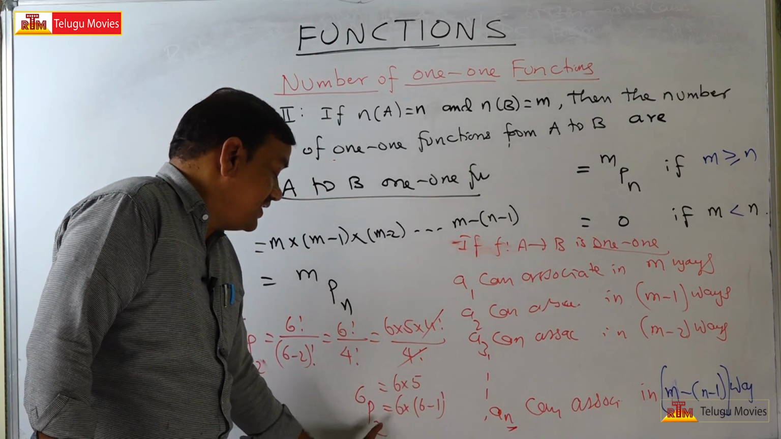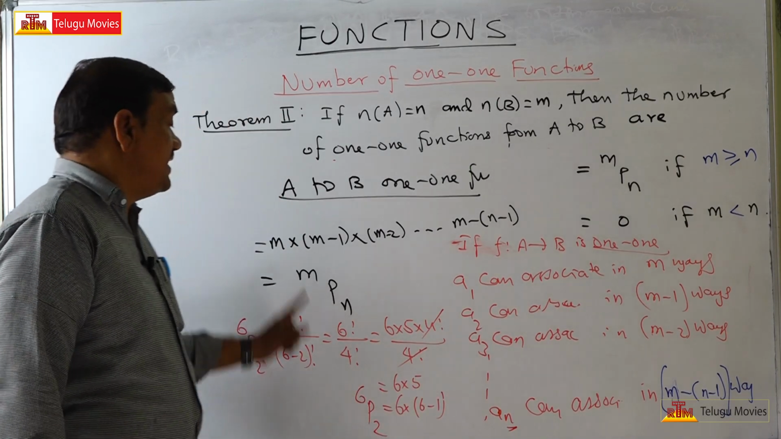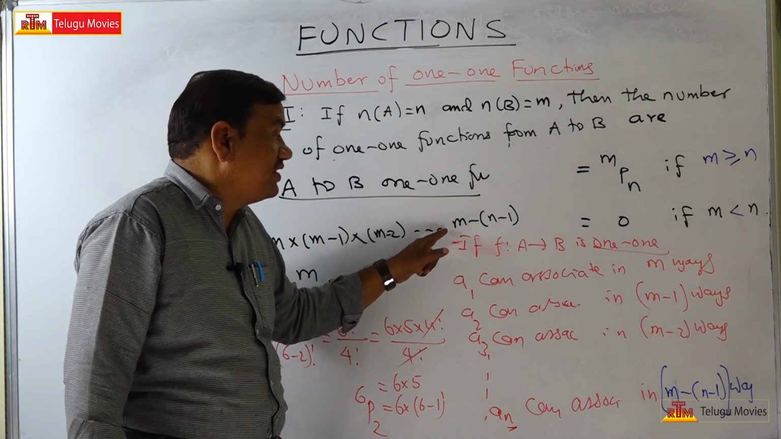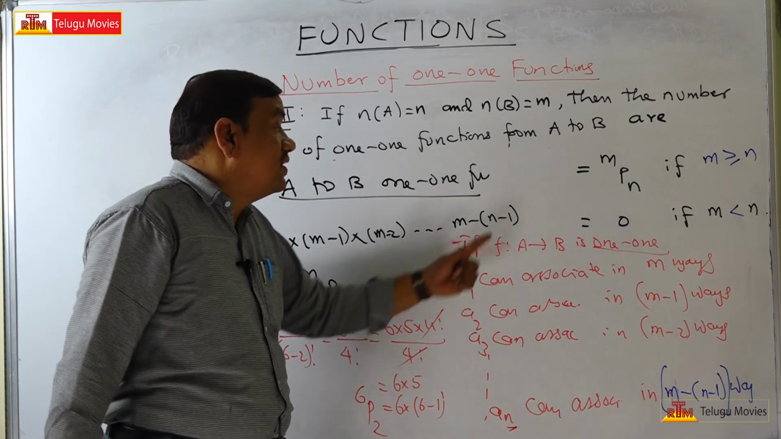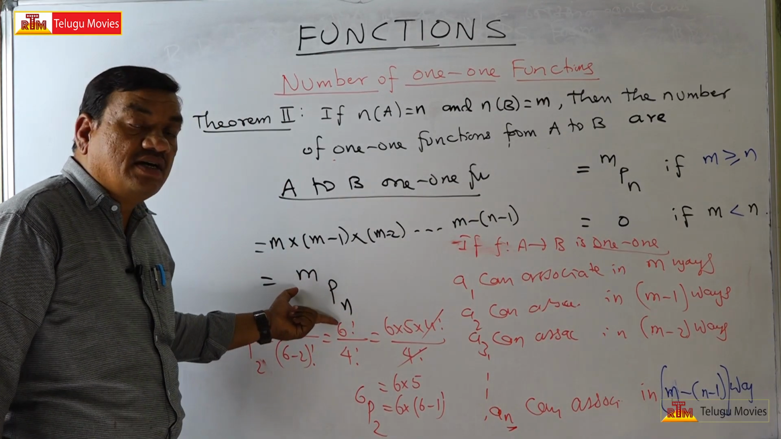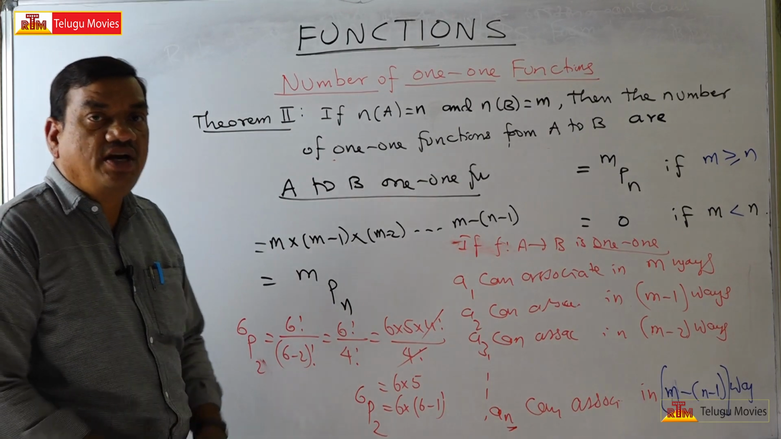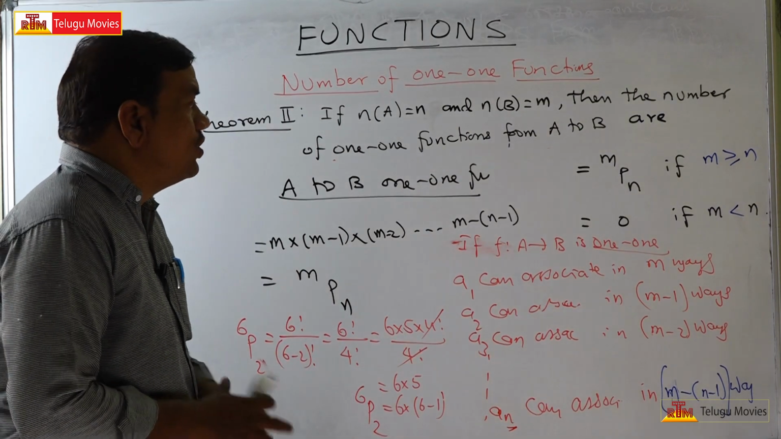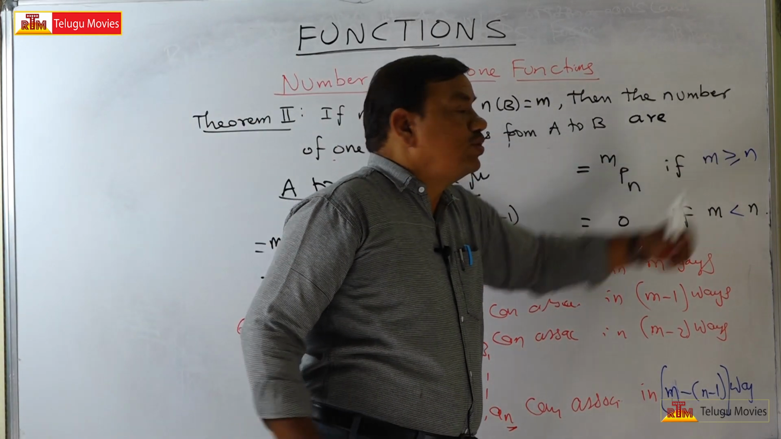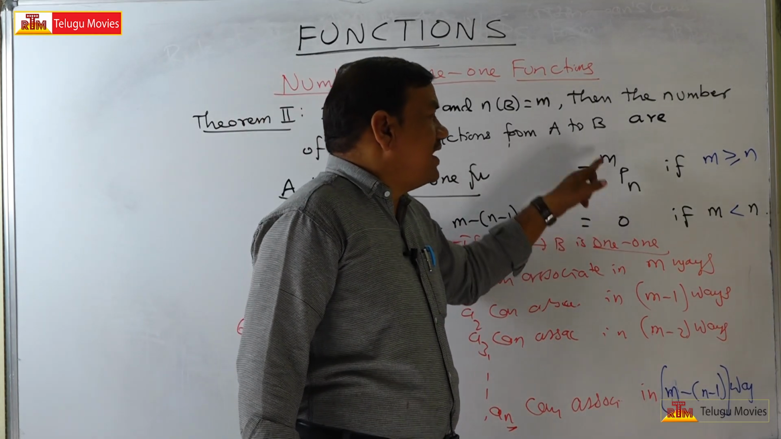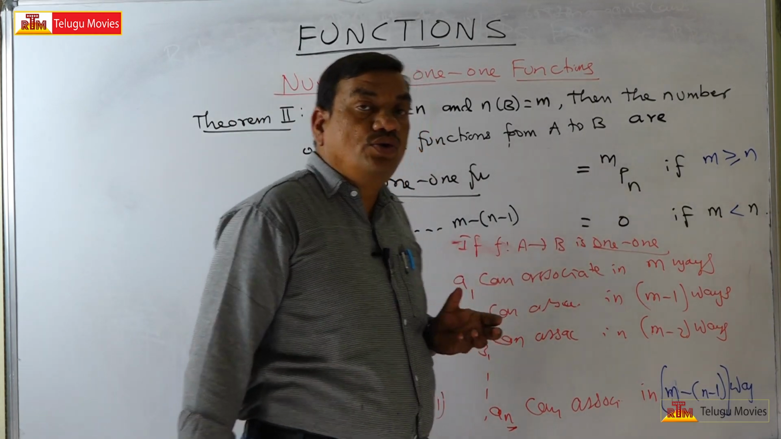If it is 1 here, how much should be there? 2. Like that, m into m minus 1, reducing, going on. How much are you reducing? M minus of n minus 1. That means this can be written in terms of notation, that is mPn. Okay, very easy. So this is the situation if m is greater than or equal to n. So to define mPn, m should be greater than or equal to n.